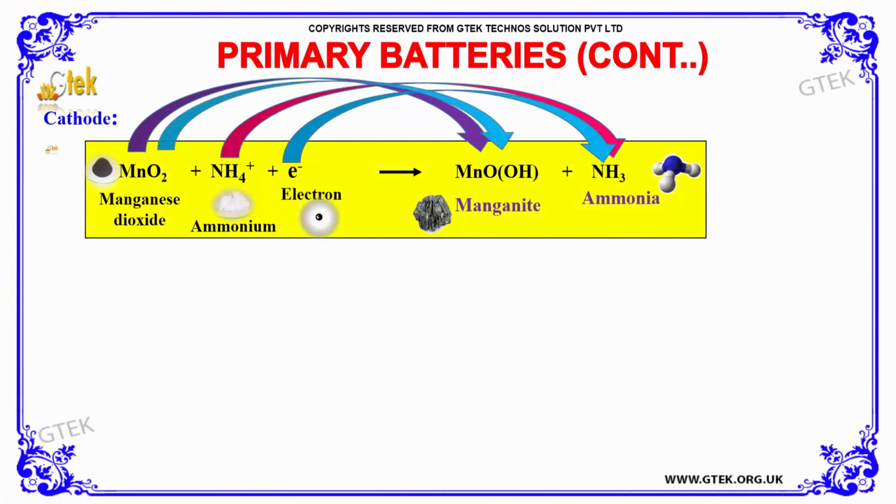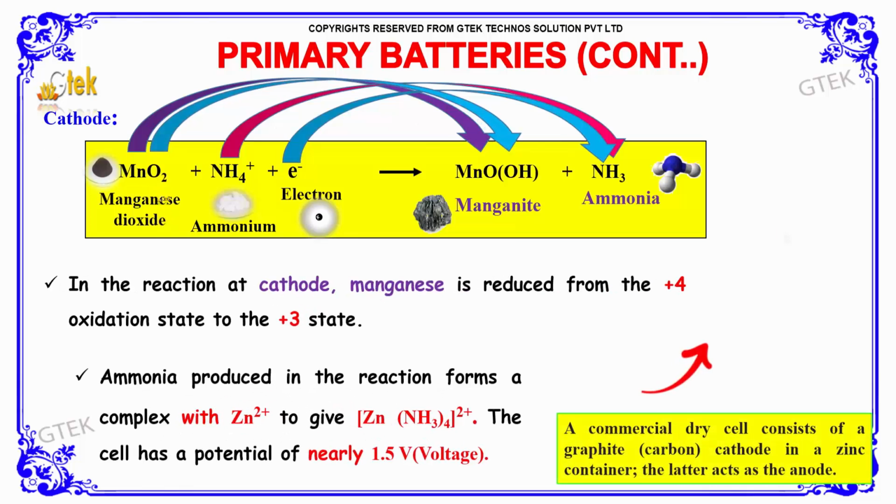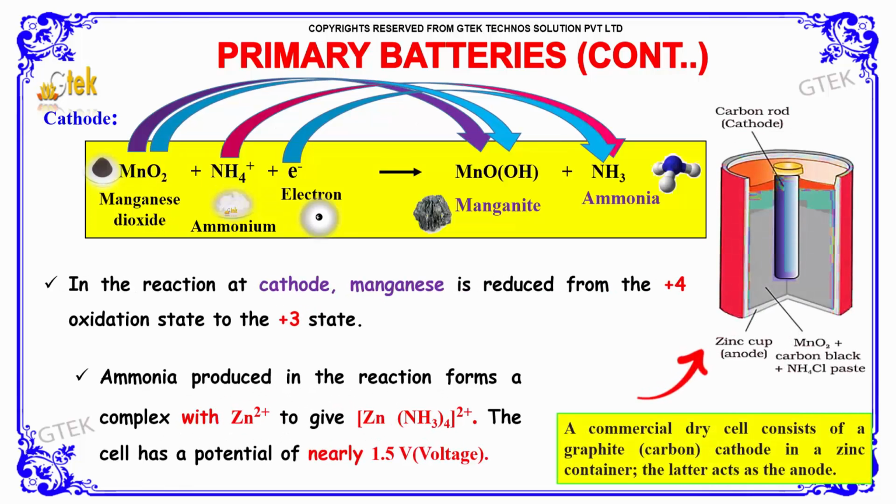So in terms of the cathode, the reaction will be manganese dioxide reacting with ammonium plus electron, giving manganite and ammonia. In the reaction at the cathode, the manganese is reduced from the +4 oxidation state to the +3 oxidation state. Ammonia produced in the reaction forms a complex with Zn2+ to give [Zn(NH3)2]2+ ions. So this cell has a potential of nearly 1.5 volts.